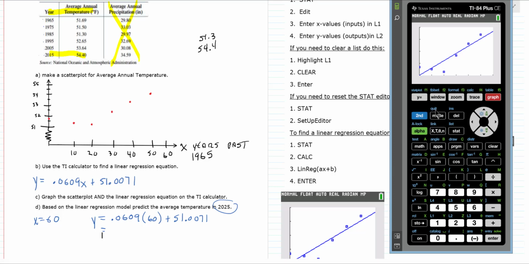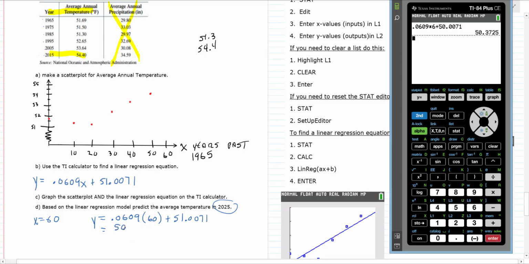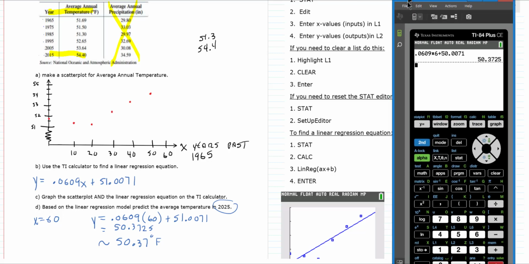We can do that on a clear screen. Anytime you want to get to a clear screen on the calculator, there's a quit button, so you go second quit and you put it in. 0.0609 times 60 plus 51.0071. Okay, so it gives you 50.3725. So the average temperature would be about 50.37 degrees Fahrenheit, and that would be the solution.